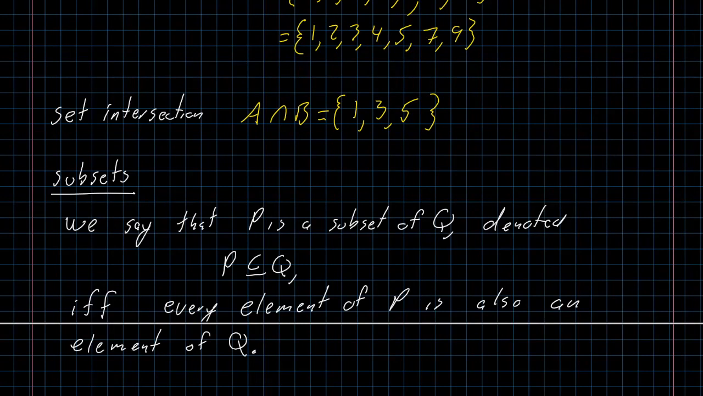Couple of things going on here. We say that P is a subset of Q, which we denote using this symbol that looks like an underlined lowercase c. Abbreviation IFF. We use this abbreviation very often in mathematics. It means if and only if.